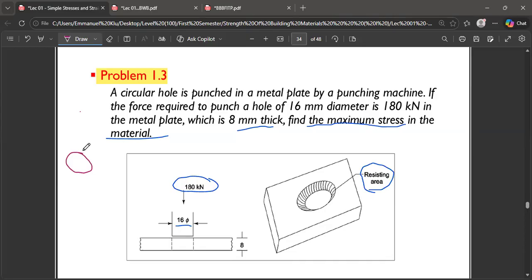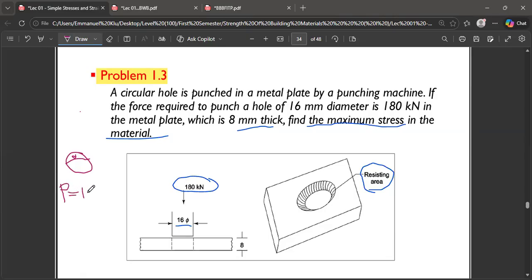A circular hole is punched in a metal plate by a punching machine. If the force required to punch a hole of 16 millimeter diameter is 180 kilonewton in a metal plate, which is 8 millimeter thick, find the maximum stress in the material.